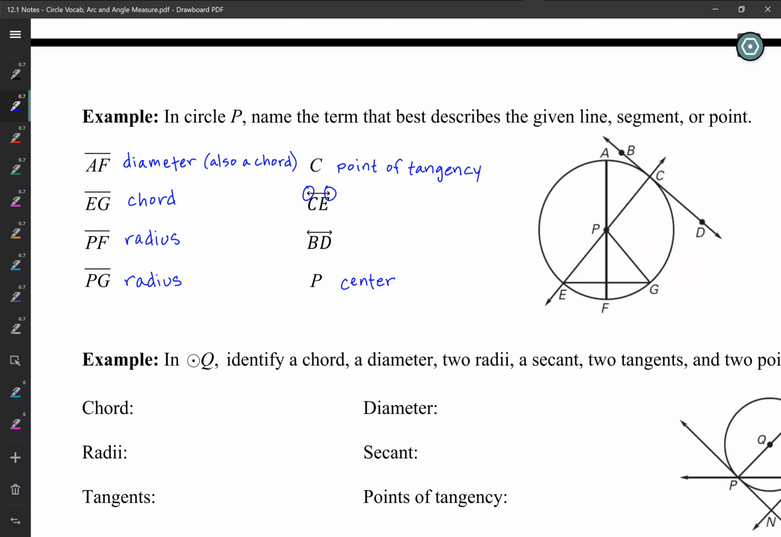It might be hard to see if you're looking at a little tiny screen. The computer has a hard time making those double arrow symbols. But that is line CE.